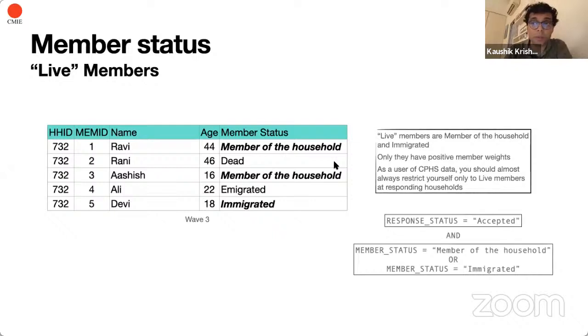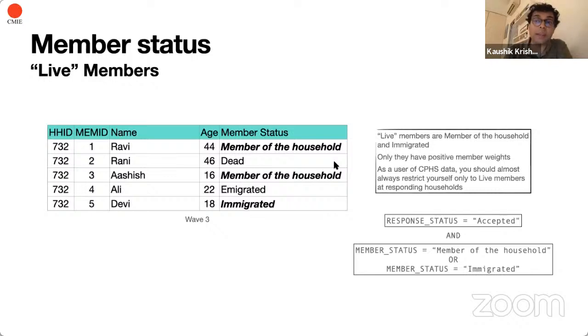The easy way to do this when you're using the data is through these two conditions. One is subset down only to those households whose data has been accepted. This is a household level condition. You can subset down to those households using the variable response status and only keeping those households that are accepted as response status.